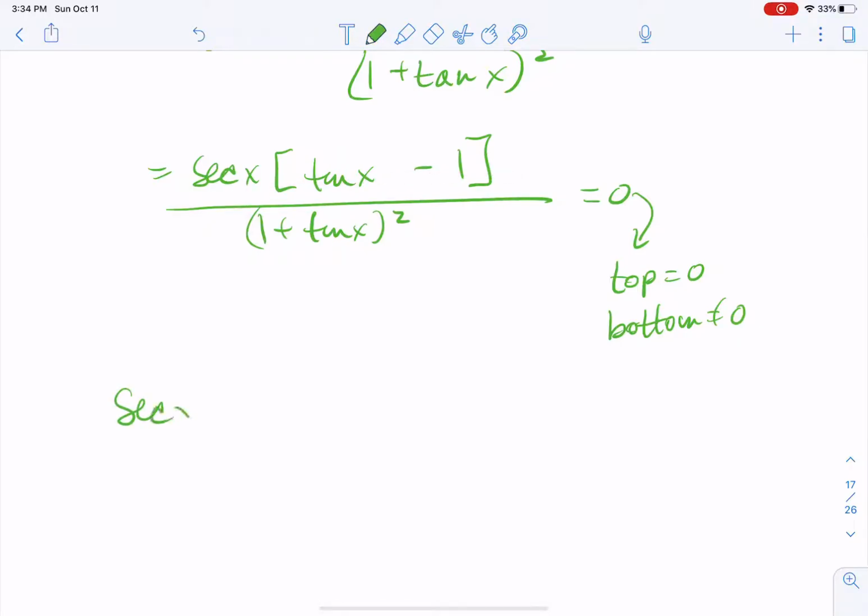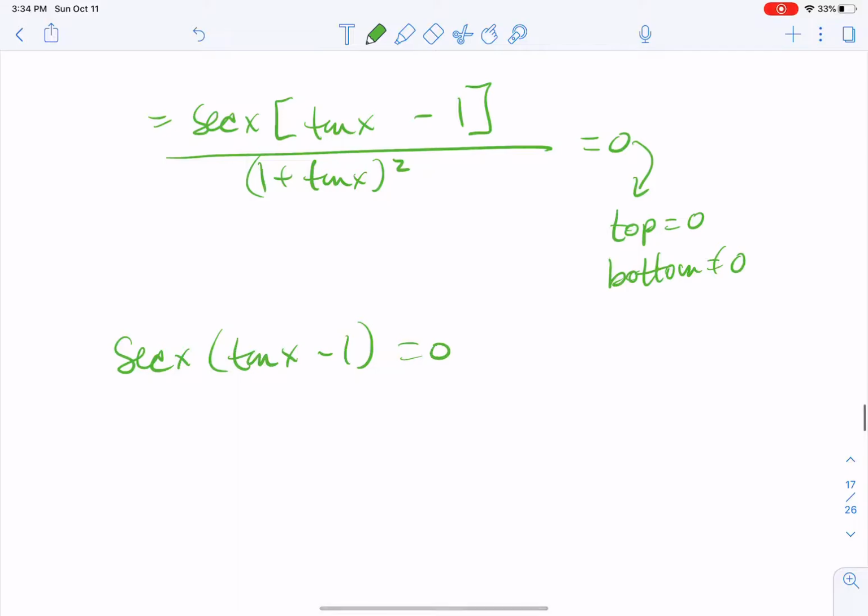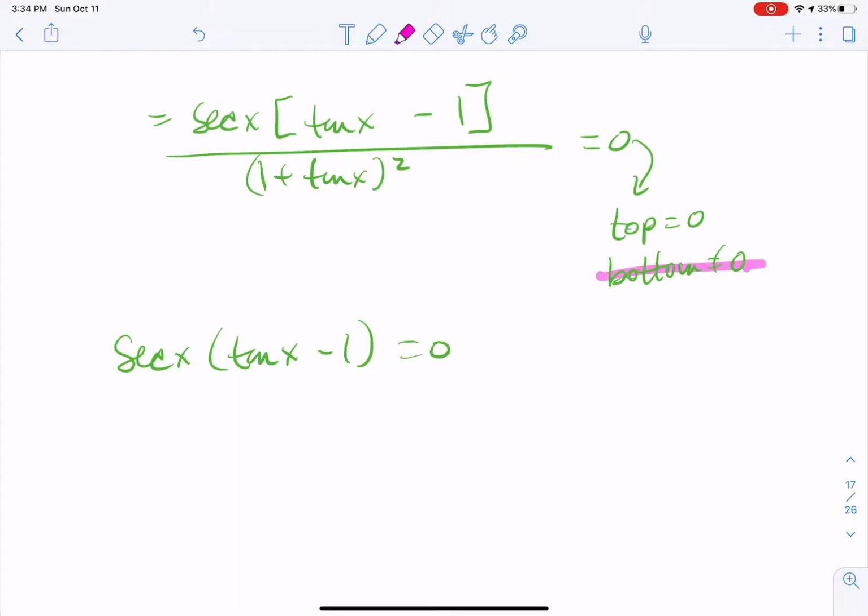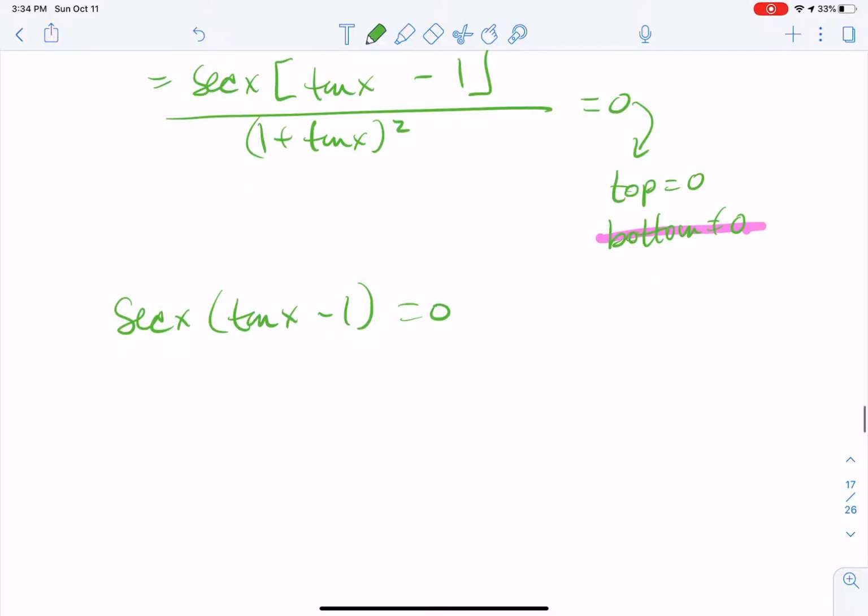We've got secant x times tan x minus 1, and we want to make that equal to 0. Now, we'll check this bottom part after we have our answers, just to verify that we don't get a 0 over 0. And now we've got a product. We're going to use the zero product property, just like we do with quadratics. I've got a product of two things multiplying up to 0, so that means maybe secant x is equal to 0, or maybe tangent x minus 1 equals 0. Let's do them both. Secant x equals 0, or tan x minus 1 equals 0.